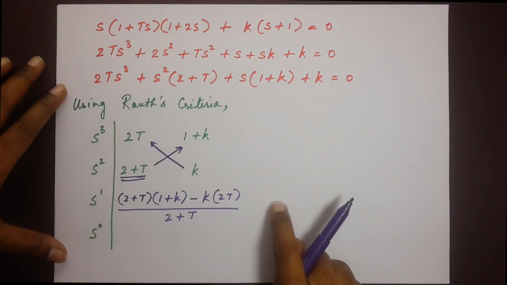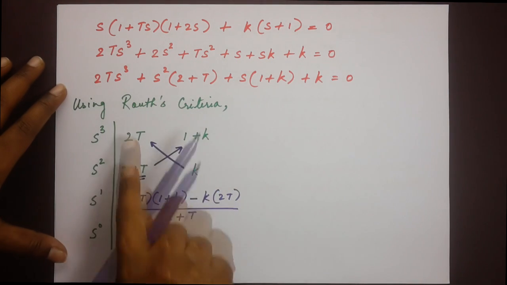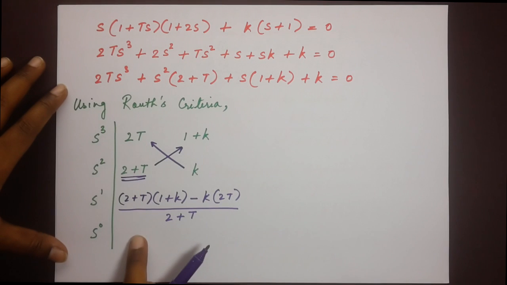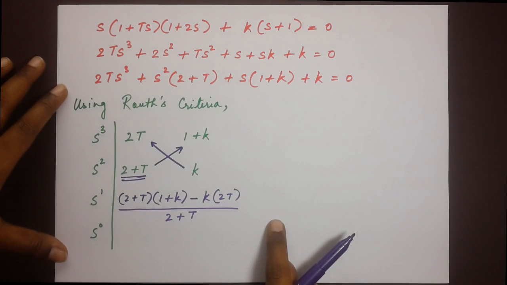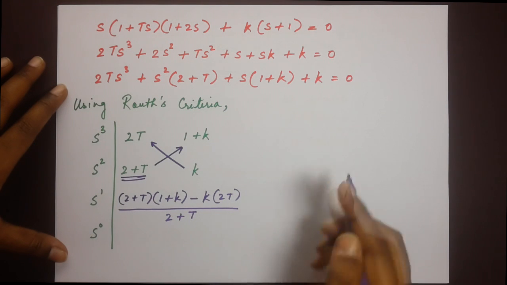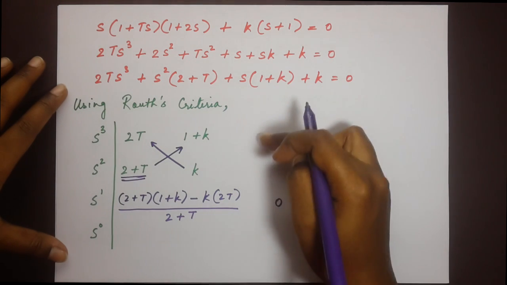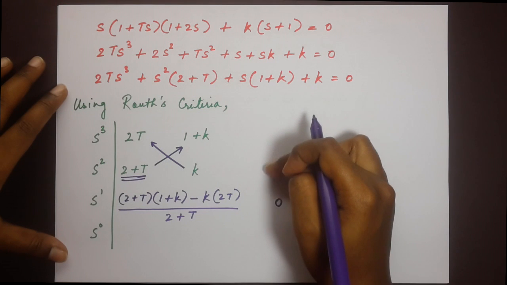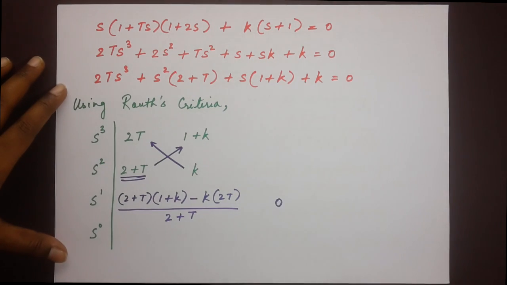Now the second element here would be 0. So I hope you're following. This is the first row and this is the second. First column and this is the second. So the second is 0 here because we don't have the third column's elements here. So this would be 0. This is the first, this is the second.